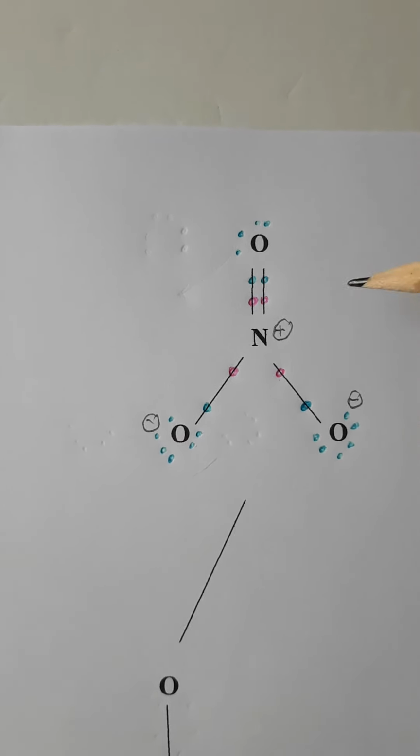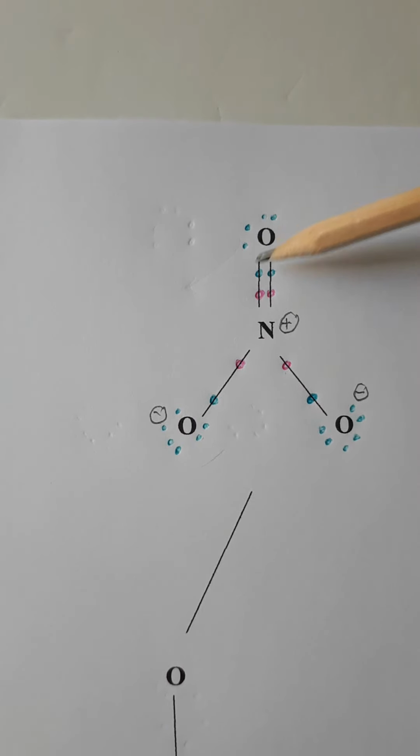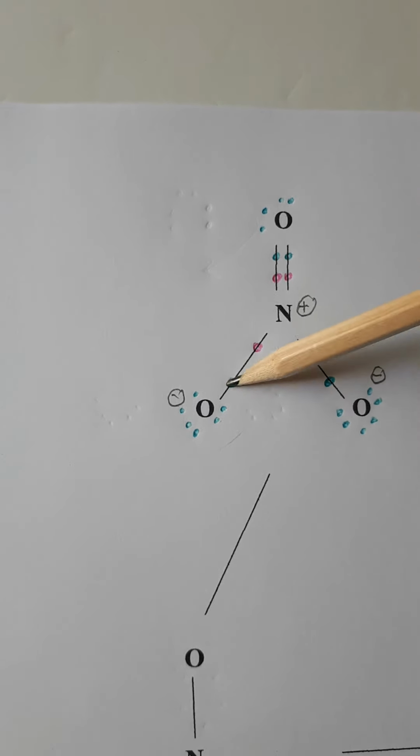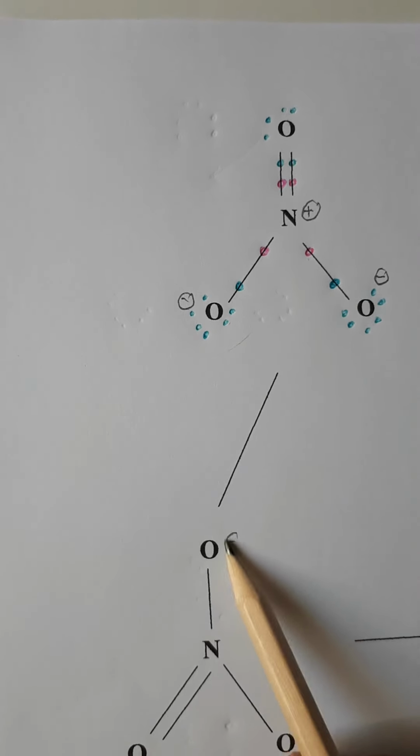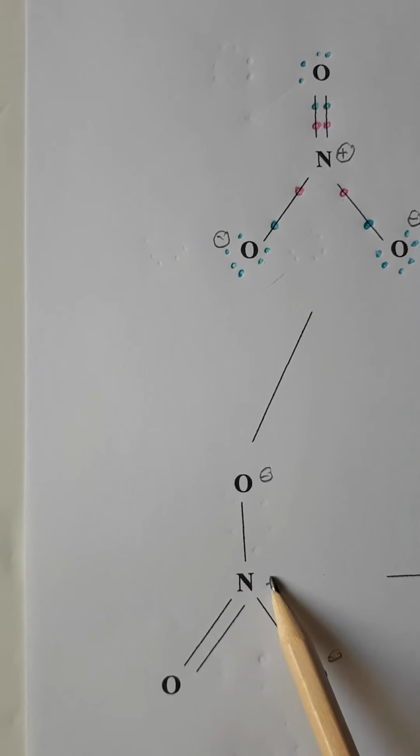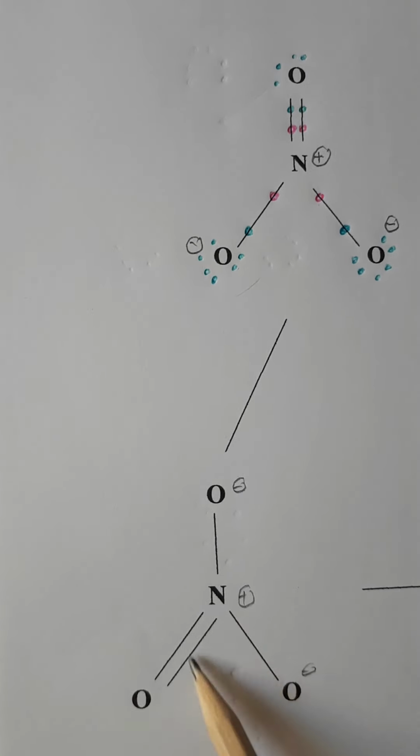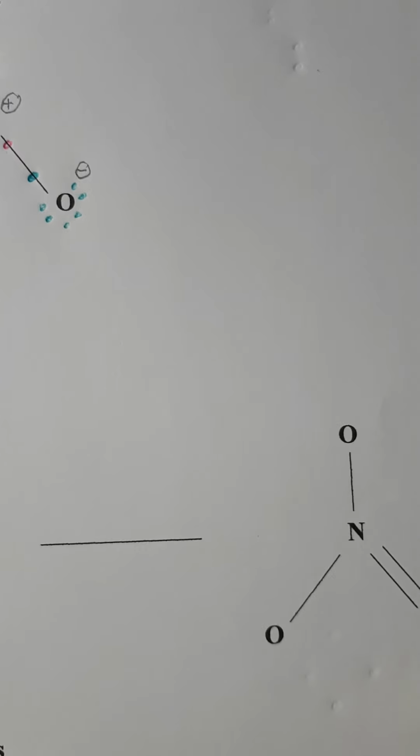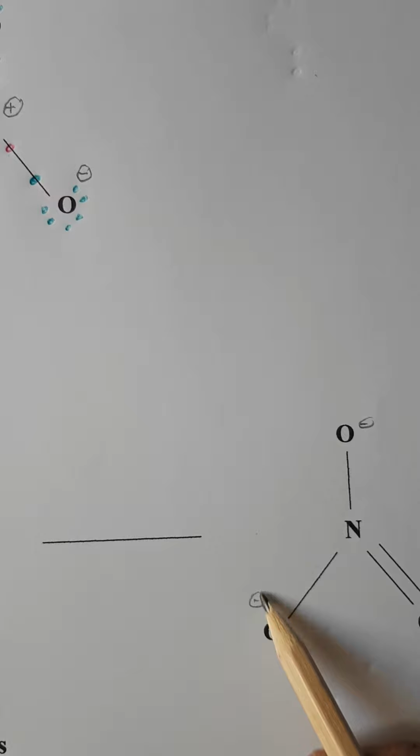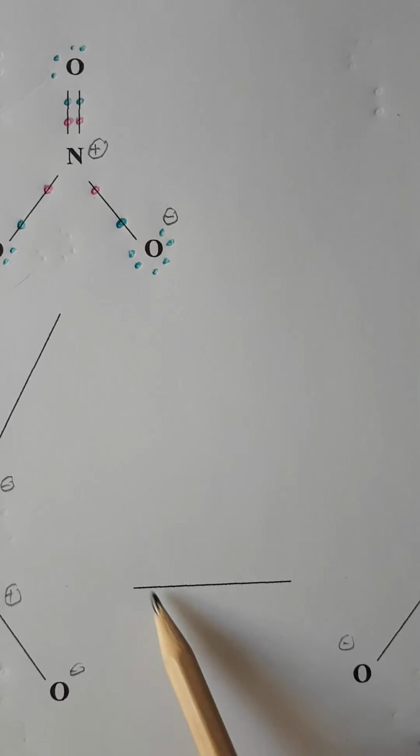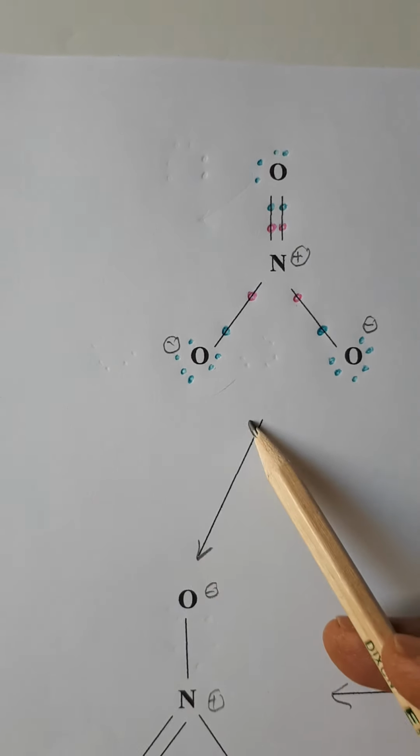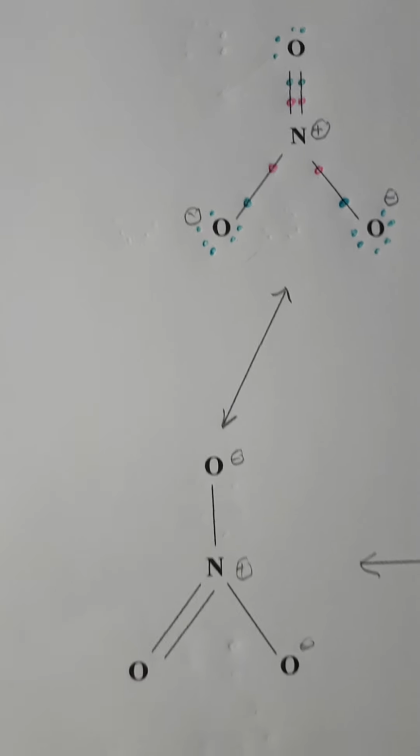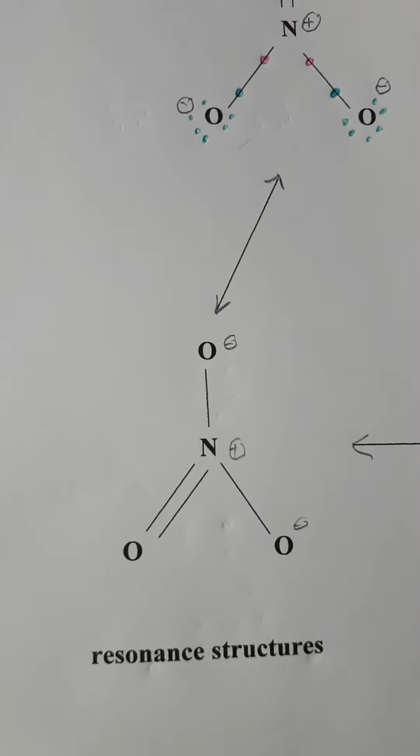But earlier we had 3 oxygen atoms, but all were similar. So this oxygen cannot be special. So this double bond could have been made with this or this. So we can write another structure like this, minus, plus. But the double bond is now here. Again here. Now the double bond is here. So actually our nitrate ion is a mixture of all these 3 structures. And those structures are called resonance structures.